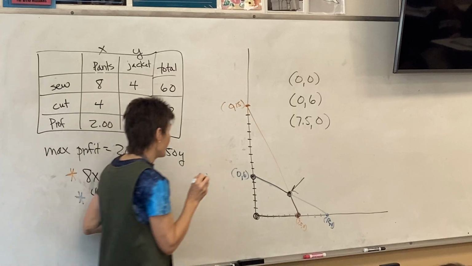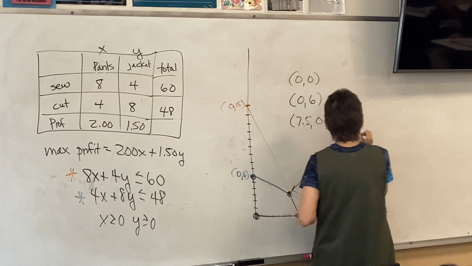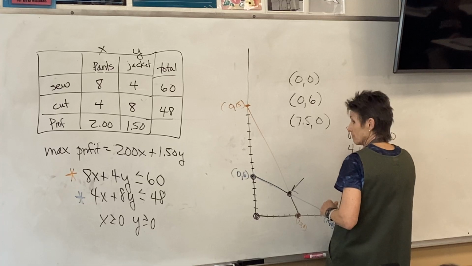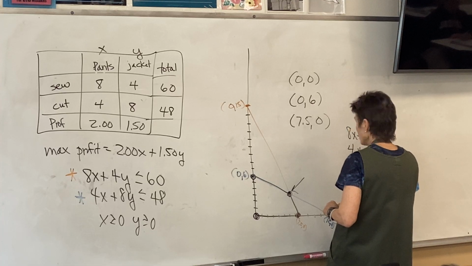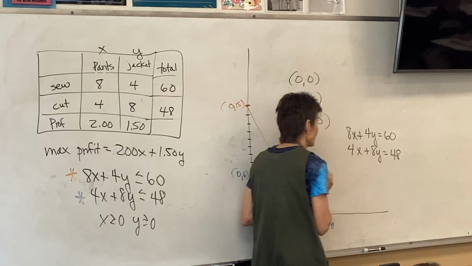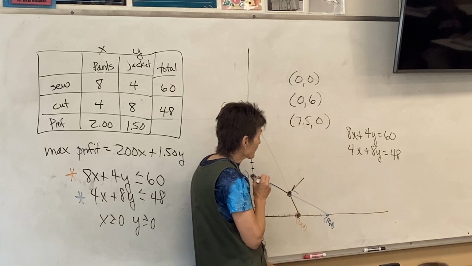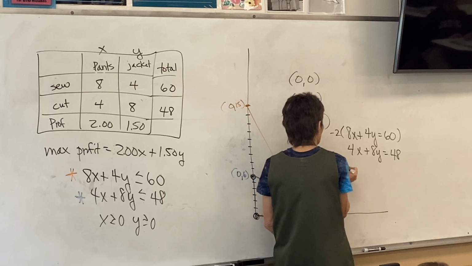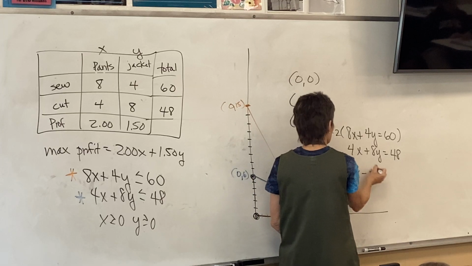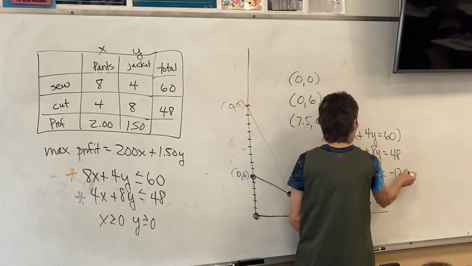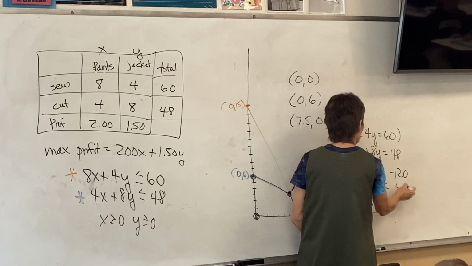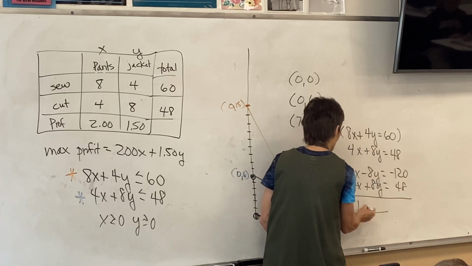So here are my two equations. 8x plus 4y equals 60, and 4x plus 8y equals 48. This one's gonna be an easy one to eliminate. So I just multiply by -2. So negative 16x minus 8y equals negative 120. And 4x plus 8y equals 48.